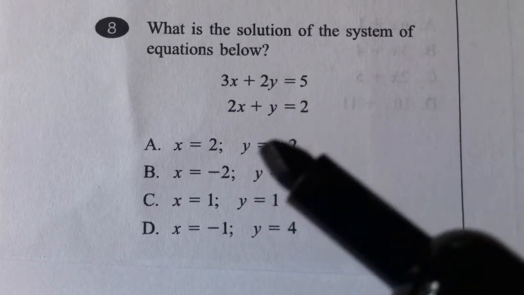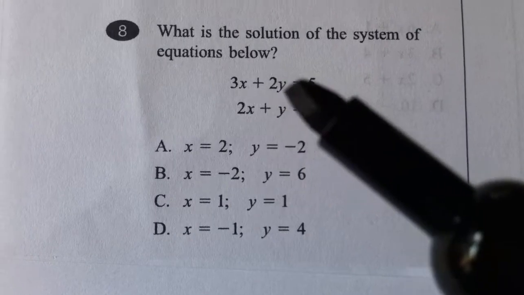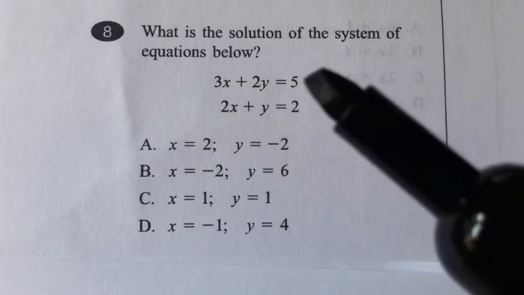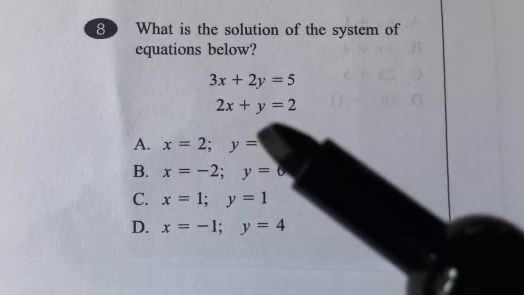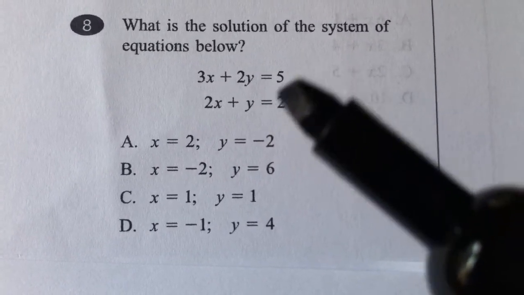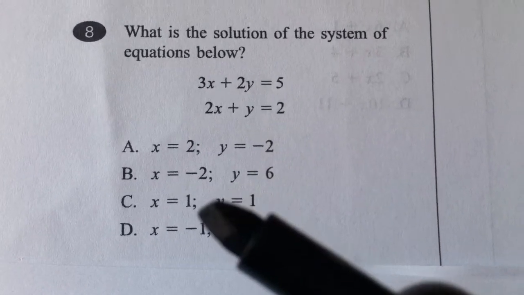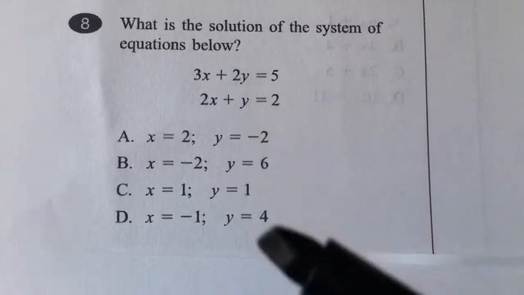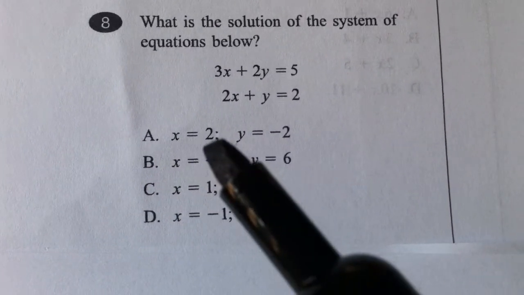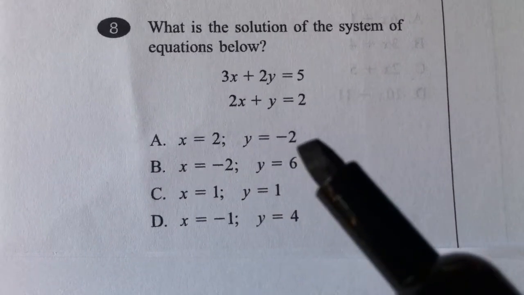So remember, it has to satisfy both of the equations, right? Otherwise, if it only applies to the first equation and not the second, so you don't get equality on both sides, it is not the solution to this system. So let's look at the first choice. We have x equals 2 and y equals negative 2.